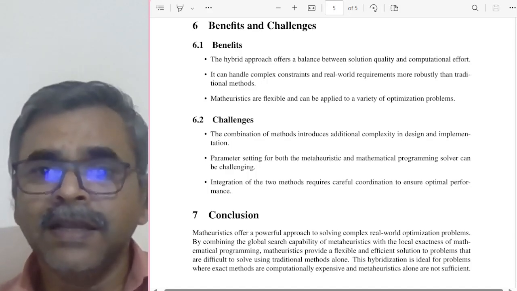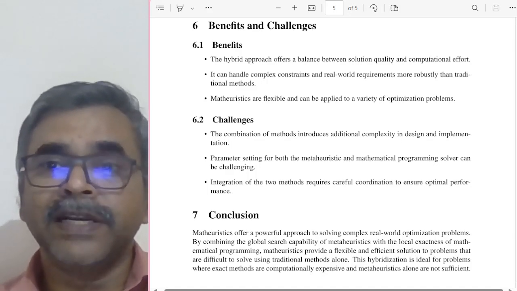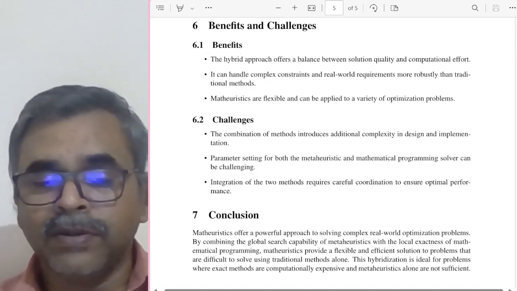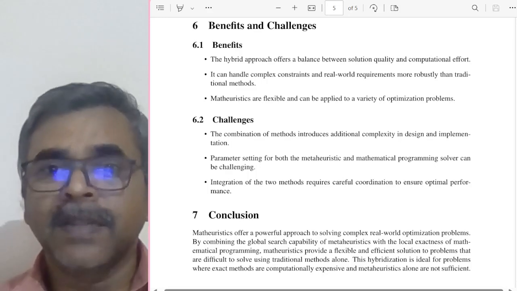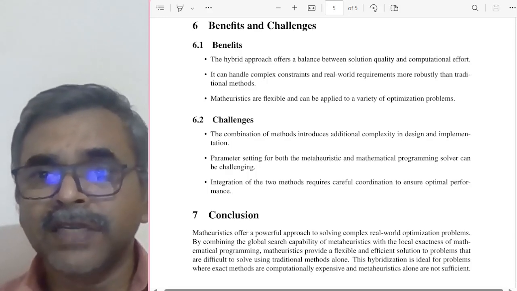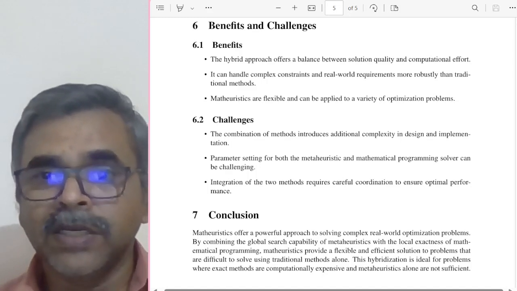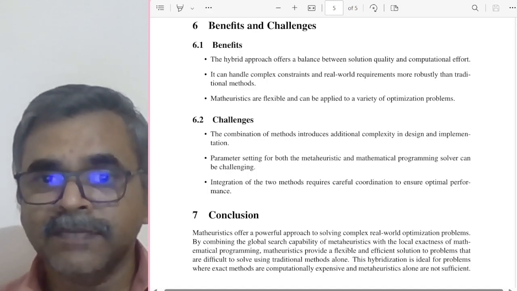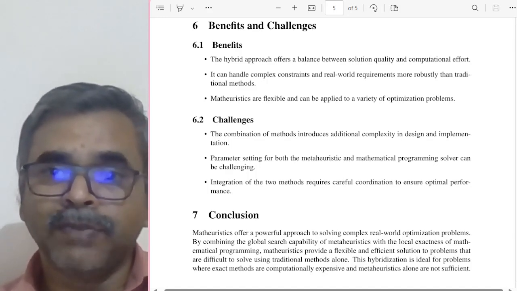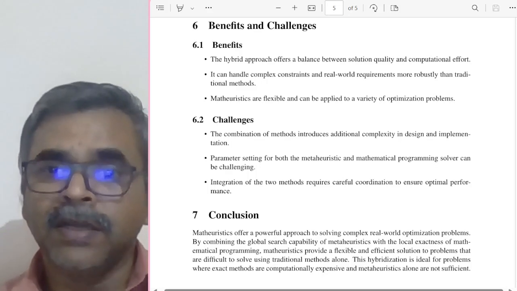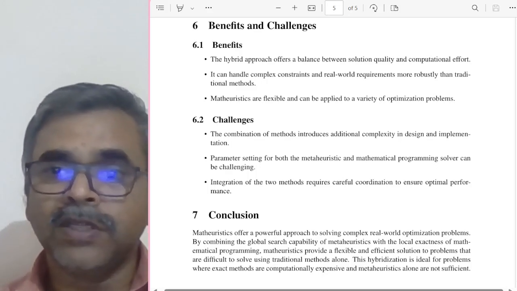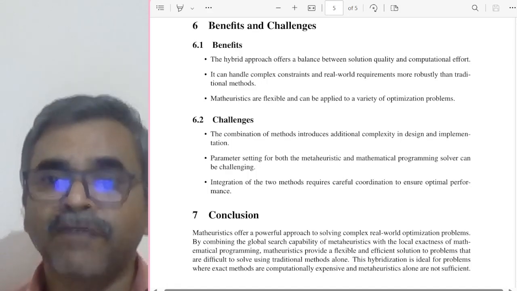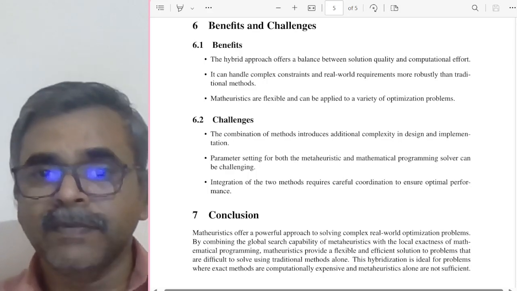So challenges are there. The combination of both introduces additional complexity in the design and implementation. So implementation becomes a little bit difficult, and complexity also increases. Parameter setting for both the Metaheuristic and the mathematical programming solver can be challenging. So tuning parameters again increases. We have to consider both the mathematical methods and the heuristic methods, and what we have to tune here. And the third one is that integration of two methods requires careful coordination to ensure optimal performance.